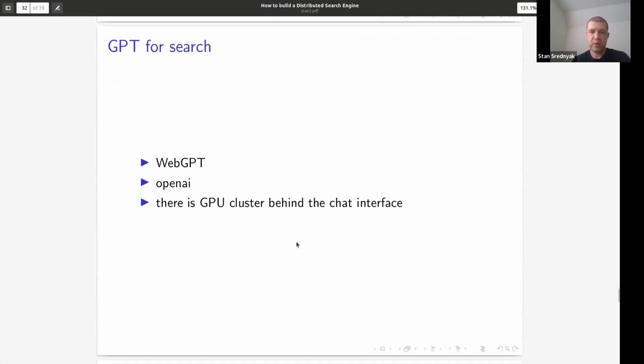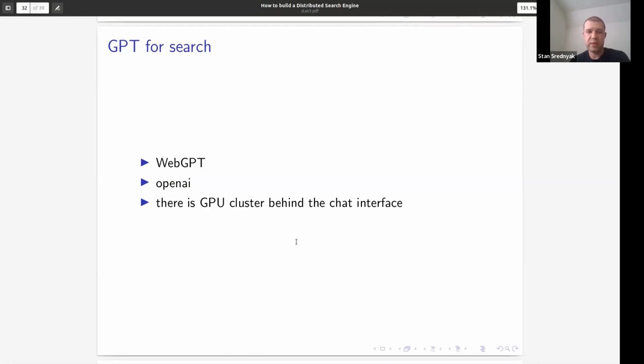There are a number of works that recently became available. First of all, there is the WebGPT paper. Then there are some papers from OpenAI.